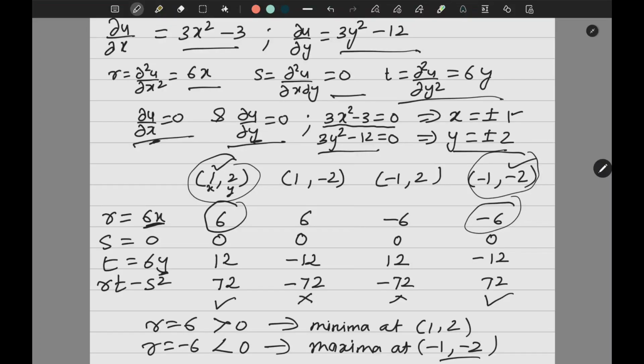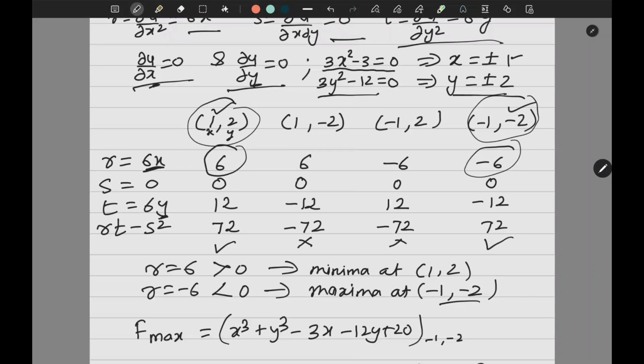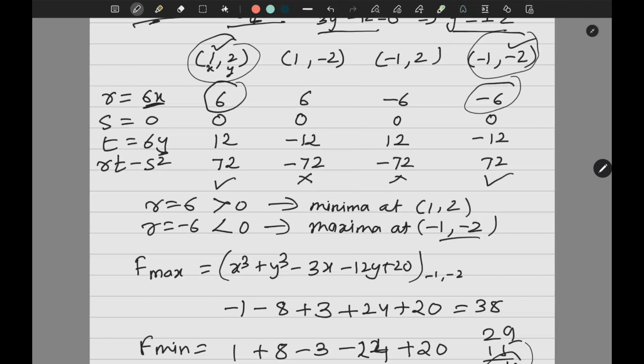Now check the value of R. Now I can see that at 1, 2 it is positive. So it has minima at 1, 2. And at minus 1, minus 2 it is negative. So I have maxima at this point. So to find out the maximum value of the function, put in the question minus 1, minus 2, which will give me 38.